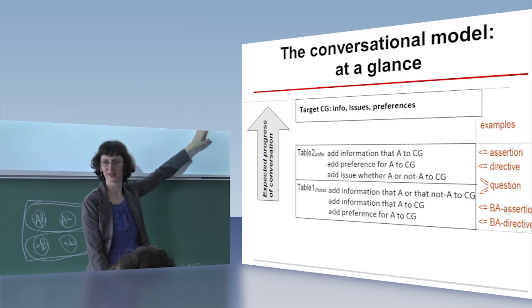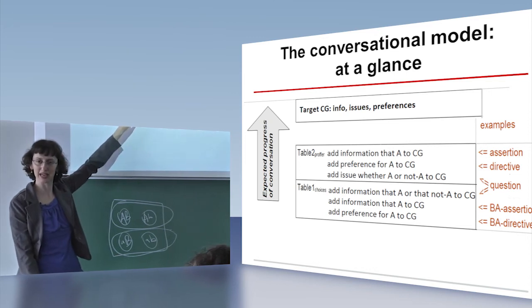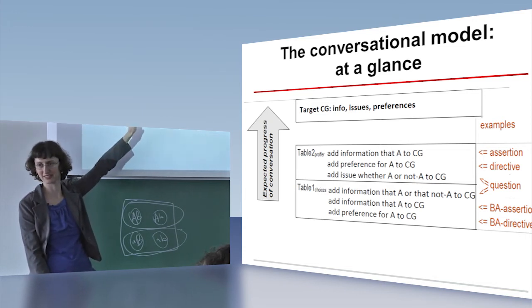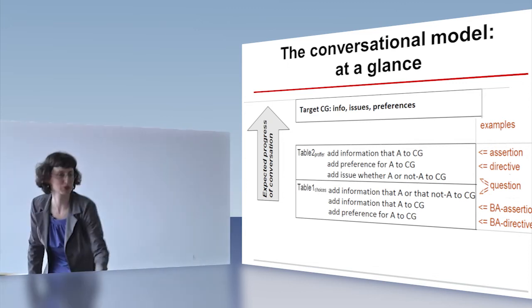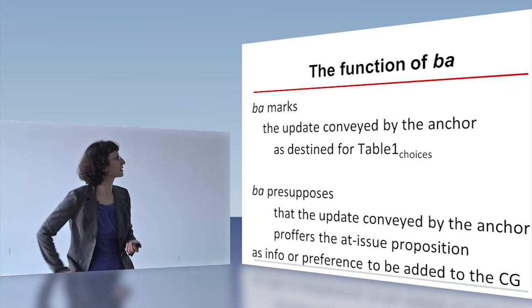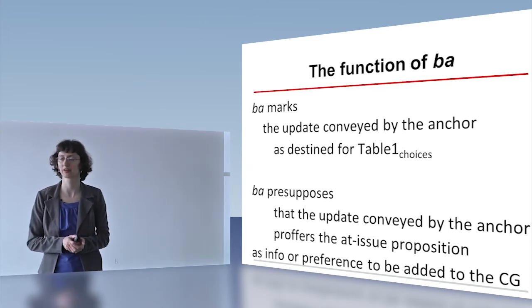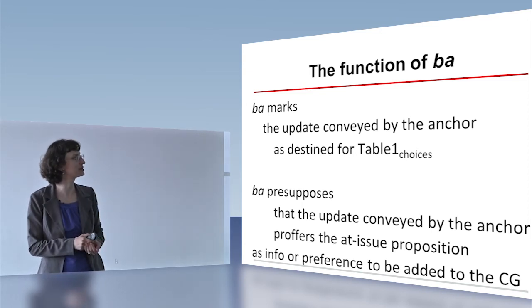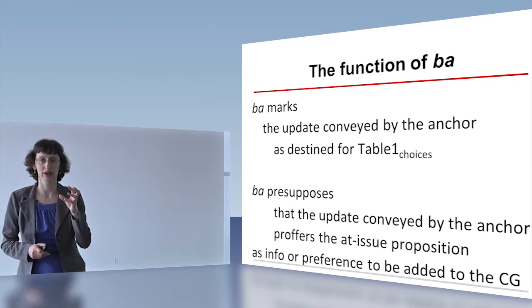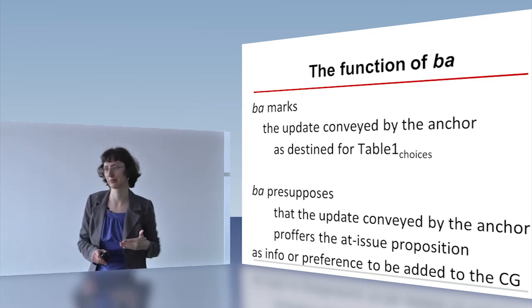So here's a preview. Ba assertion is going to propose to add information that A to the common ground, but do it on that other part of the table, which indicates a higher level of hearer engagement and a lower level of speaker authority. And that's what the proposal is going to be. So Ba marks the update conveyed by the anchor as destined for that more involved, farther away from the target part of the conversational model. It presupposes that the update conveyed by the anchor proffers this at-issue proposition as info or preference to be added to the common ground. So that it's a table two move, that it would be otherwise very close to the target, except Ba is what holds it back.